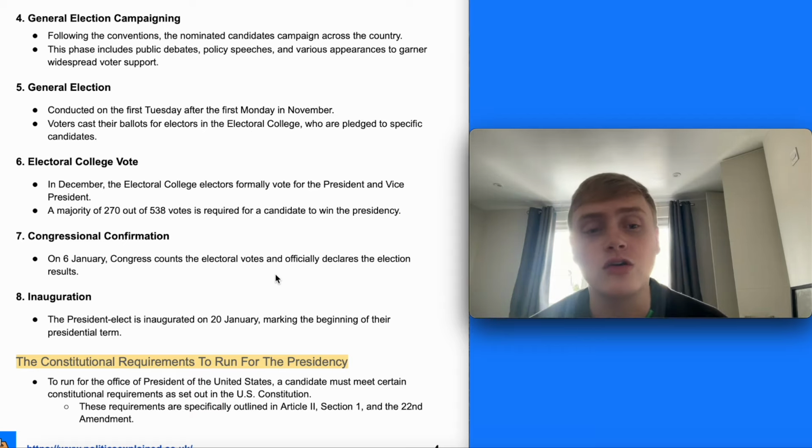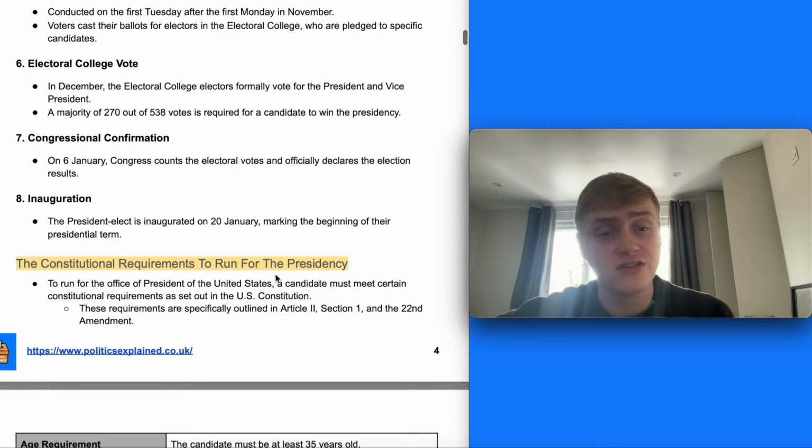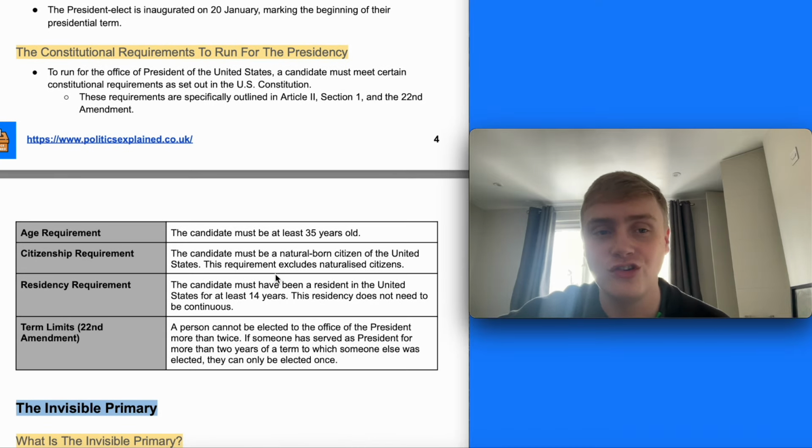On the 6th of January, Congress counts the electoral votes and officially declares the election results, and the president is then inaugurated on the 20th of January, marking the beginning of their presidential term. To run for president, a candidate must meet certain constitutional requirements as set out in the Constitution. These are set out in Article 2 of the Constitution.